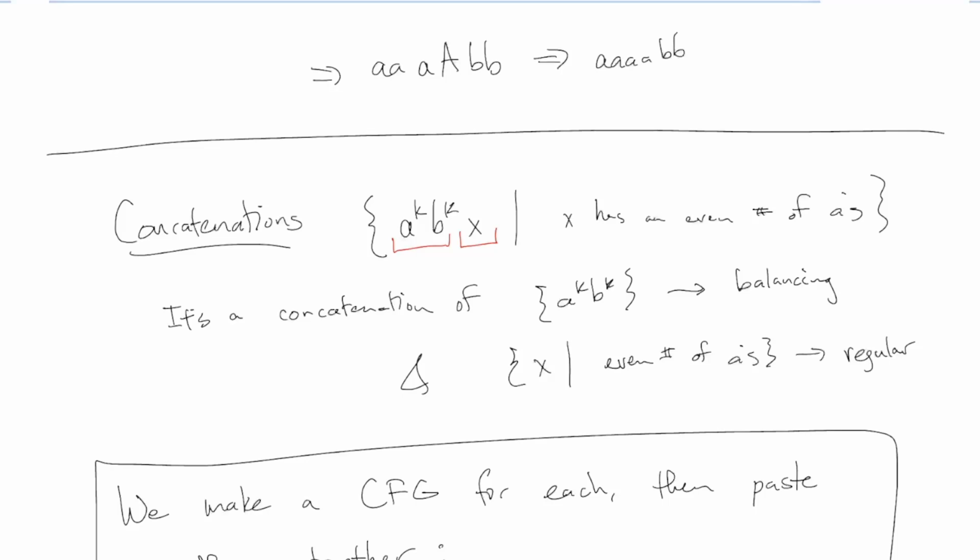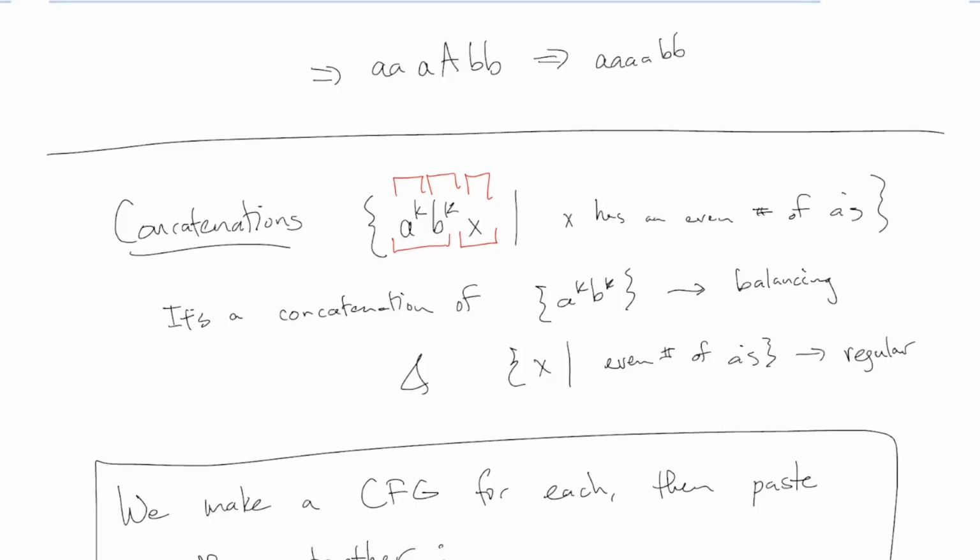I will caution you, it may even be tempting to look at this as a concatenation of 3 parts, A to the K, B to the K, and X. If you think of it that way, then actually all 3 of them are regular, right? A to the K is just like A star as a regular expression, and the B also, and the X.